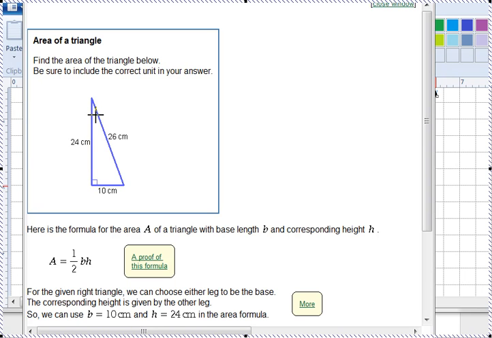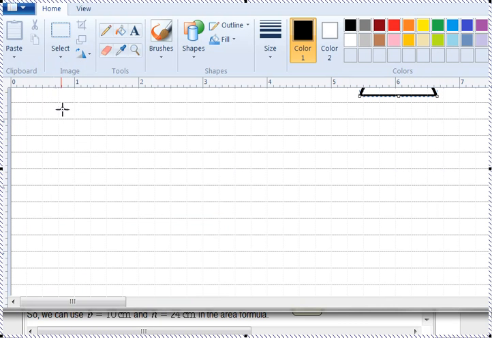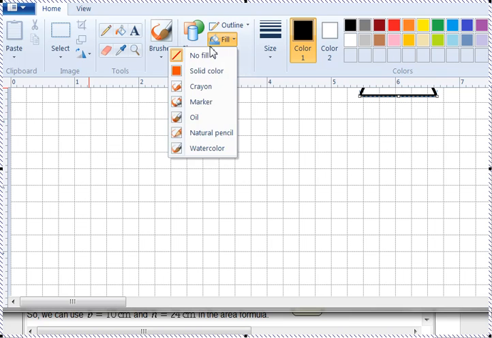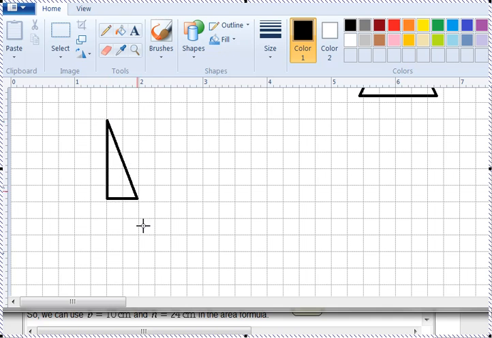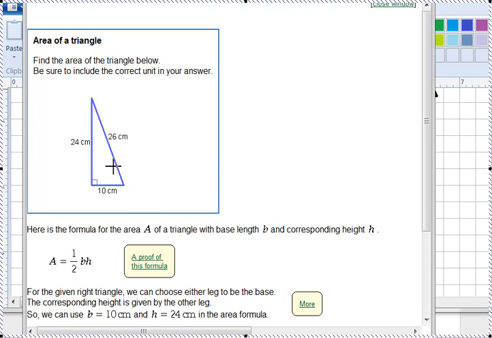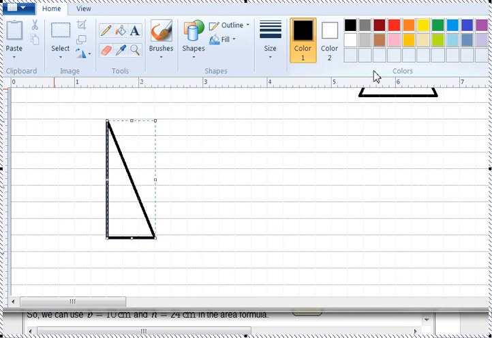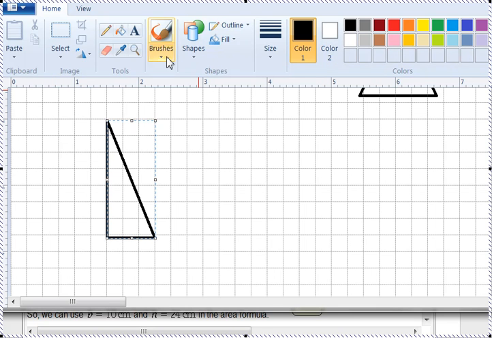So we've got ourselves a triangle, and we want to figure out the area of this triangle. It looks something like this. And what do we want to find? This is 24, 10, and 26 inches, right?